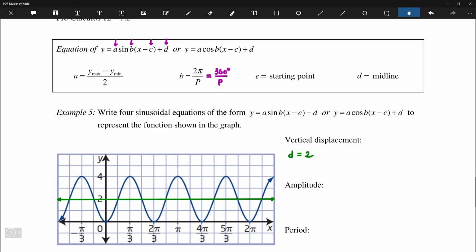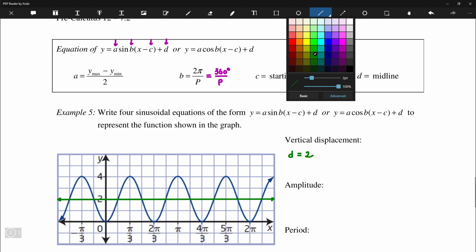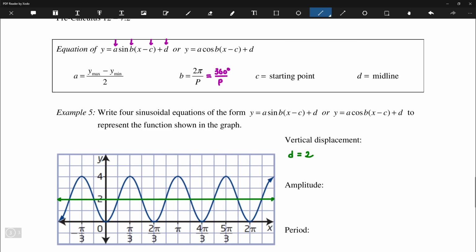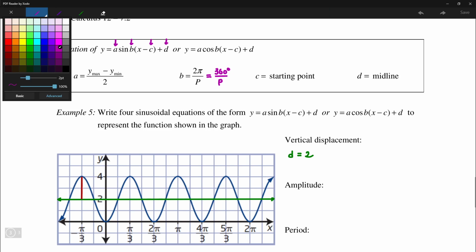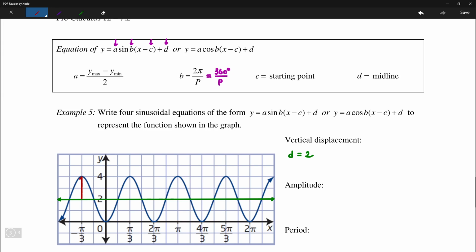Next is the amplitude. So the amplitude, again, is from the midline to the maximum or the minimum values. Those will be the same. And because we're looking at distances, amplitude should always be positive. So in this case, the amplitude is just 2. And that is to say that the absolute value of A is 2.